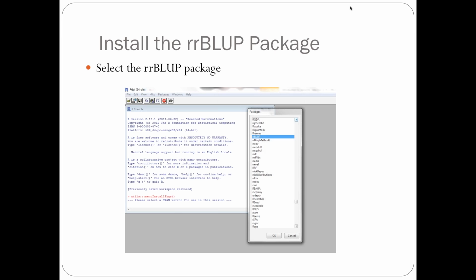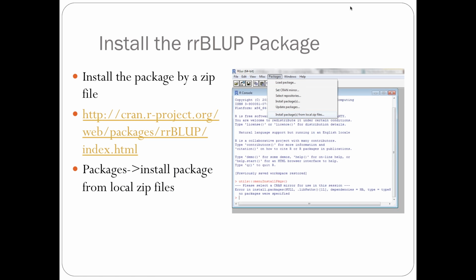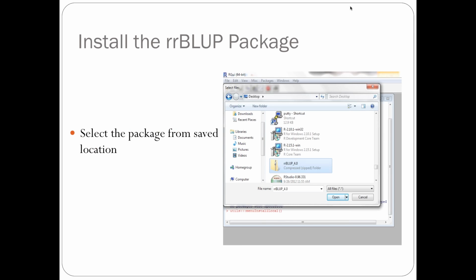Then a list of packages that are available on CRAN will show up, and select rrBLUP, and then hit OK. Another way to install packages is to install them by a zip file. So if you go to the CRAN website for ridge regression BLUP, and then load the package by going to the Packages menu and then Install Packages from local zip file. And then just select wherever you've saved that zip file that you downloaded online and just hit Open, and that will load the package too.